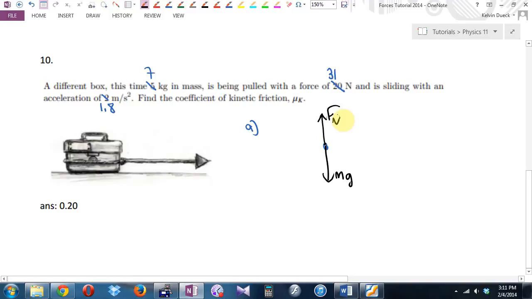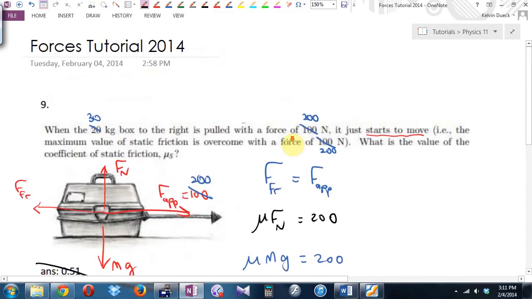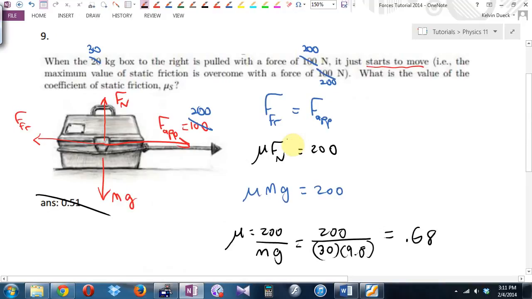What else? Must be an applied force. 31 newtons, but an applied force. What else? Is there friction or not? Which way? And why did I draw friction shorter than applied versus up here? You'll notice I tried to draw friction the same length as applied.